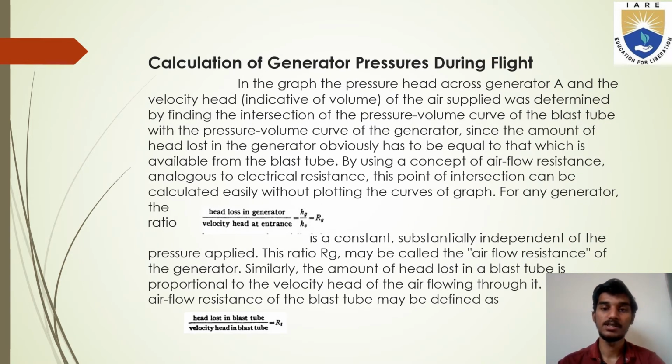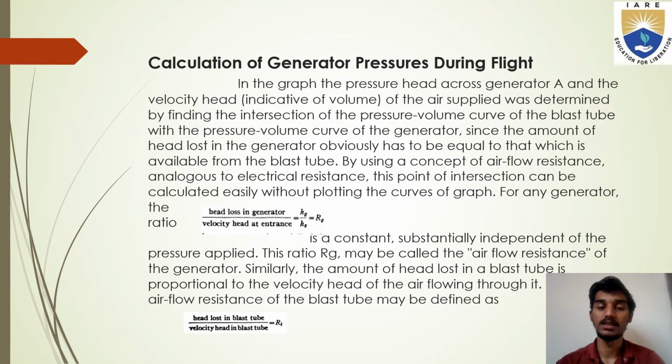Calculation of generator pressures during flight. In the graph, the pressure head across generator A and the velocity head indicative of the volume of air supplied was determined by finding the intersection of the pressure volume curve of the blast tube with the pressure volume curve of the generator, since the amount of head lost in the generator obviously has to be equal to that which is available from the blast tube. By using a concept of airflow resistance analogous to electrical resistance, this point of intersection can be calculated easily without plotting the curves of the graph.